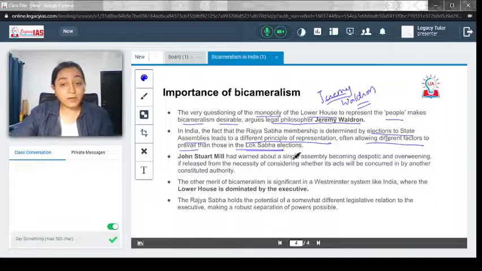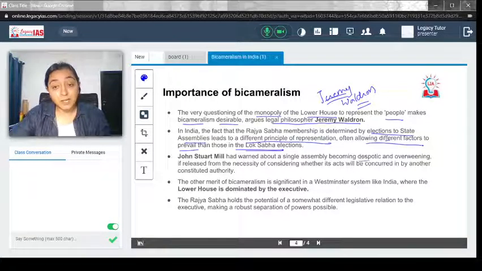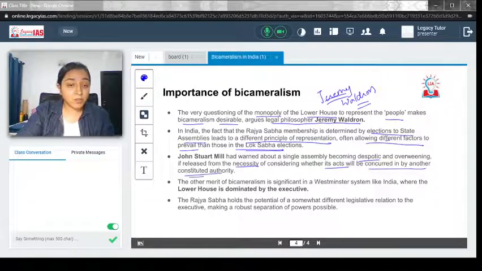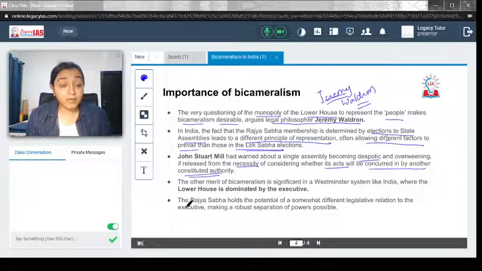John Stuart Mill had warned about a single assembly becoming despotic and overweening if released from the necessity of considering whether its act will be concurred in by another constituent authority. John Stuart Mill is again a very important philosopher; you might be reading about him in your ethics as well. What he used to say is that if there is no fear or check from another constitutional authority, one body will become overbearing and could become despotic. So it is a check and balance feature of bicameralism which makes it very important.